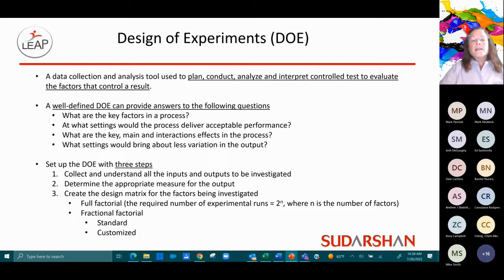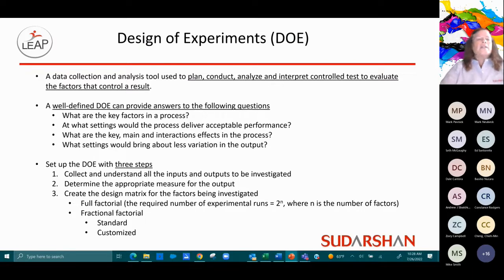The next step is to determine the appropriate measurement for the outputs. And here, we want to have as much objective data as possible. Subjective data can work in a DOE, but it's not as definitive because you're relying on one person's, or maybe more than one person's, response to that versus physical data.